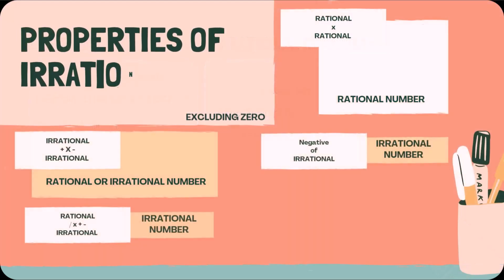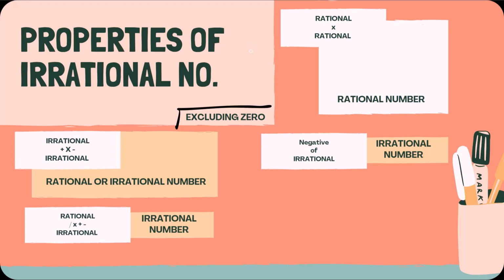Properties of irrational numbers. So what are the different properties of irrational numbers? Please understand, I'm excluding 0. 0 is not an irrational number. 0 by 1 is a rational number, right? 0 is a rational number because it can be written in the form p by q. But I cannot write 0 in the denominator because division by 0 is not possible.